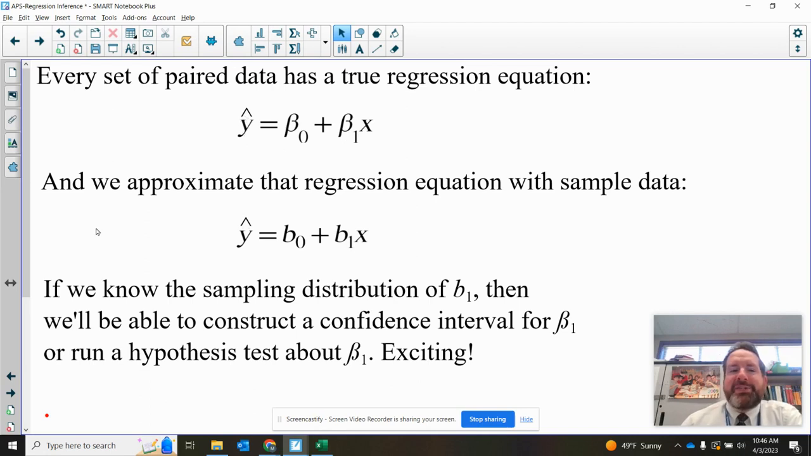Just a reminder, don't forget the hats on your y's. We're talking about predicted y's based on a given x.